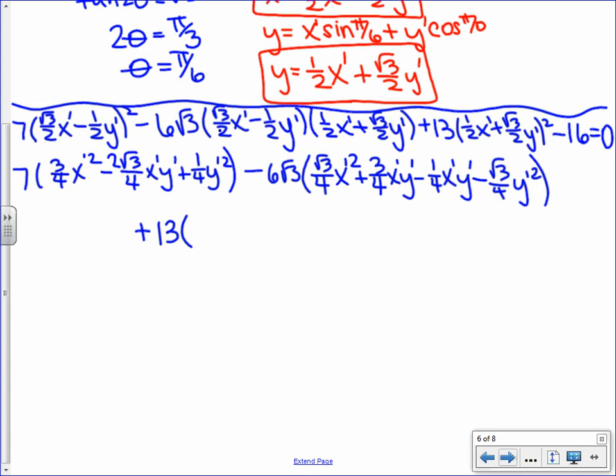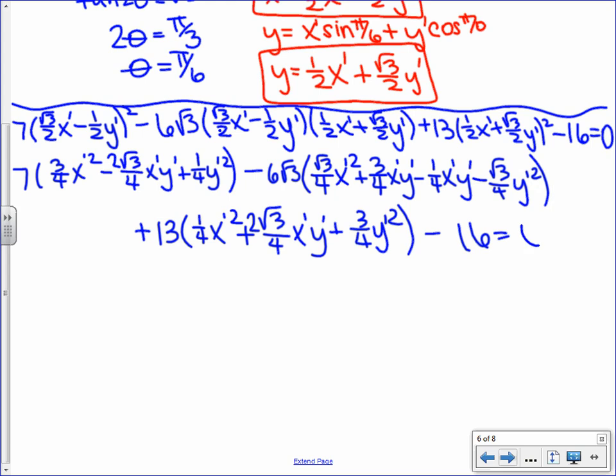It's 1/4 x prime squared. Outside. Radical 3 over 4 xy. Our inside? Same thing, right? So I'm going to double it. And then our last would be 3/4 y prime squared. Minus 16 equals 0. Okay.